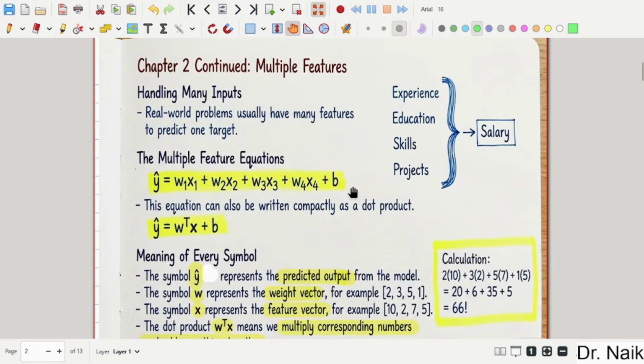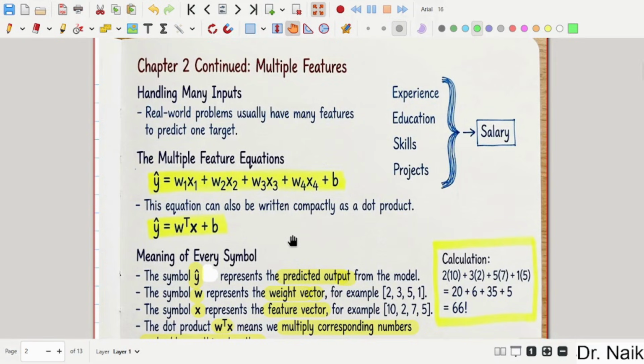In the real world, we have many features to predict one target. For example, to predict the salary, we have many features like experience, education, skills and projects. Then the formula for multiple features is y hat = w1 x1 + w2 x2 + w3 x3 + w4 x4 + b.